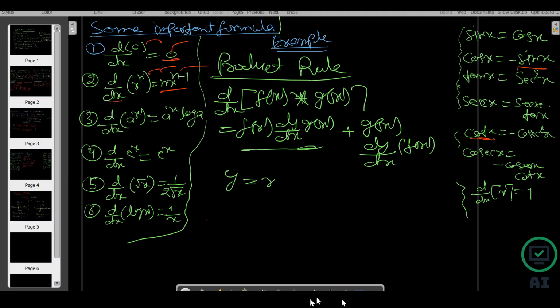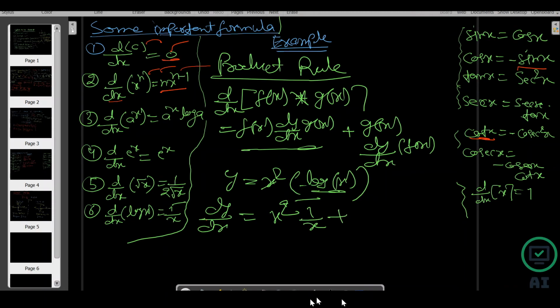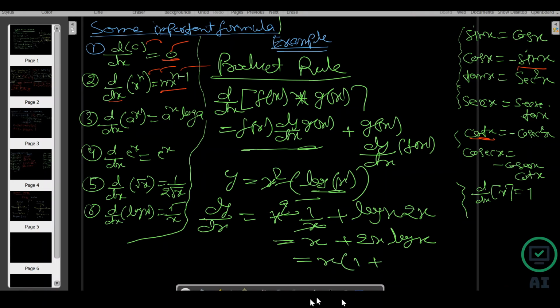So if you take this one, x square log x, here we have two functions, 1 and 2. So dy by dx is nothing but, first of all, take x square out and differentiate log x, which is 1 by x, then plus take log x out and then differentiate x square by applying x power n, so it is 2x. So x and x cancel, so it is x plus 2x log x, so take the x out common, 1 plus 2 log x.